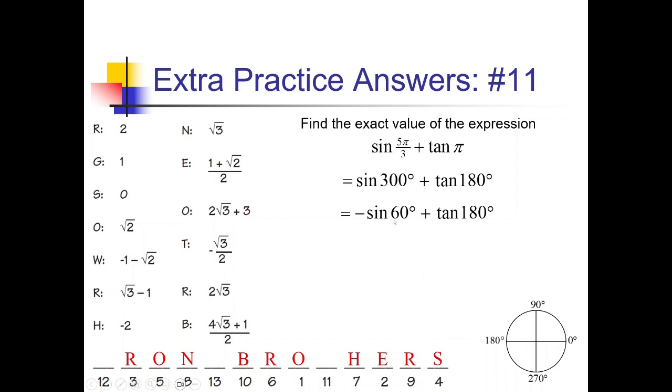All right, so sine of 60 we know is root 3 over 2. So this is negative root 3 over 2. Tan of 180. So here's 180, this left line here. That's asking for the slope on that line. If I drew this angle, that would be a slope of 0. So this is just plus 0. Which means all of this just comes out to negative root 3 over 2, which is T right here, so that's going in spot 11. And I see the word brothers. Okay, interesting. Let's keep going.